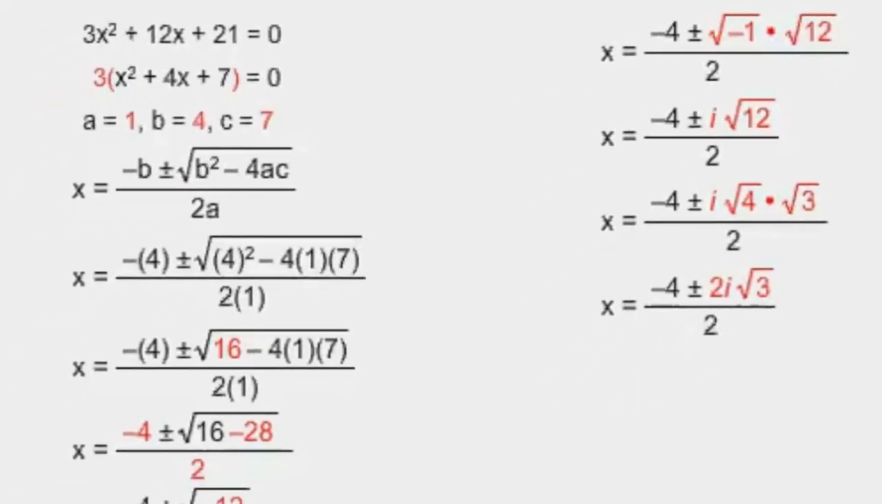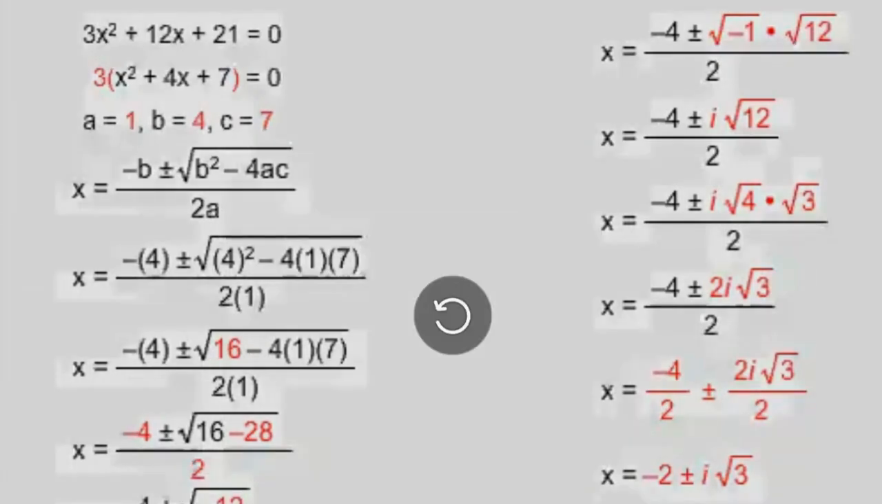To ensure that you are simplifying the fraction completely, separate it into 2 fractions and simplify each one. Be sure that when the fractions are separated, the denominator remains the same on both. x equals negative 4 over 2 plus or minus 2i square root of 3 over 2. So, x equals negative 2 plus or minus i square root of 3. So either way, you get to the same answer.